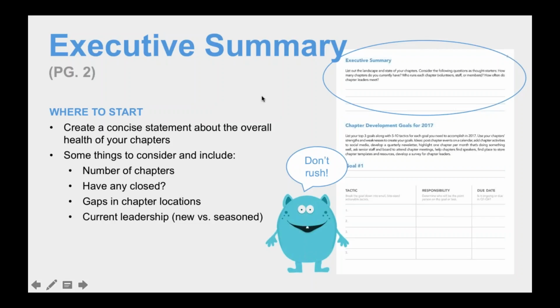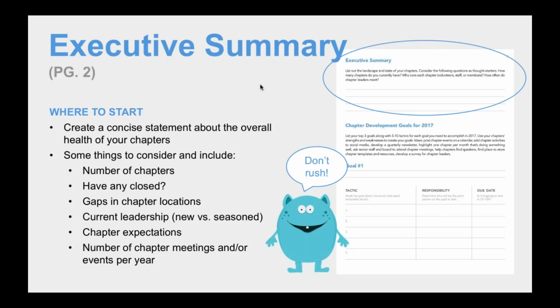Current leadership versus new and seasoned, what does that look like? Just talk to me. So we wrote down chapter goals, but what are the chapter expectations? What do you keep hearing as a common theme across the group that they want from you? And then what are the number of chapter meetings and or events per year? I would write down what's the key activity for chapters, right? Is it events? Is it education? Is it certification? What are those key events or activities that your chapters should be performing? And what does that look like as an executive summary?